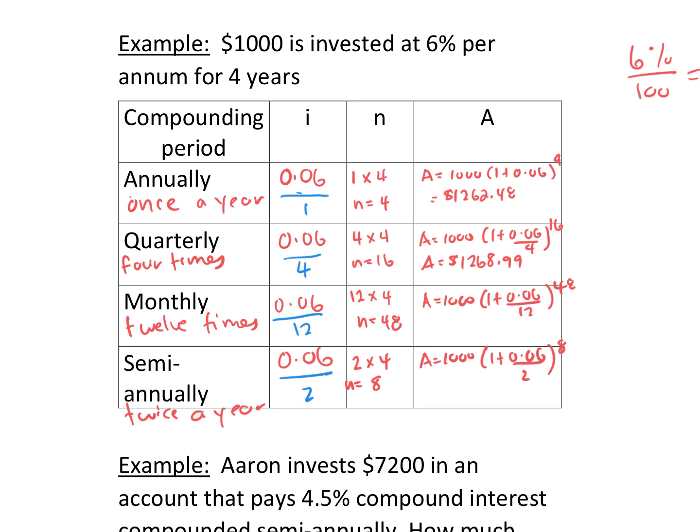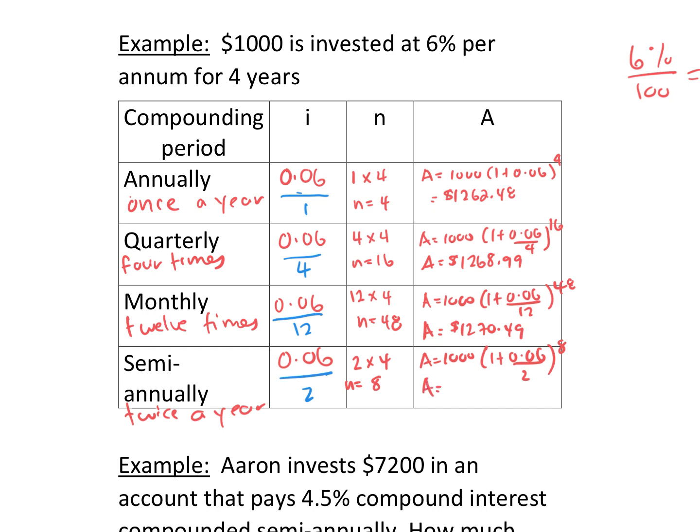So you can see that we've made a little bit more money. In the first example, it was $12.62. Now it's $12.68. So we've made a bit more money by compounding it 4 times a year instead of once a year. In the third example, we're going to compound it monthly. So we're going to divide that 0.06 by 12. And our n is now 48. So now we're going to earn $1,270.49. So again, we've earned a bit more money by compounding it monthly instead of annually.